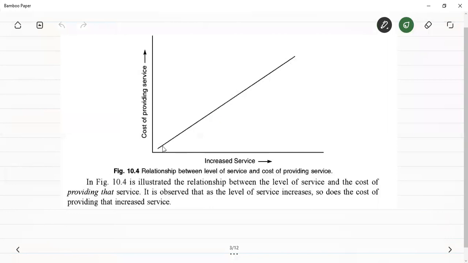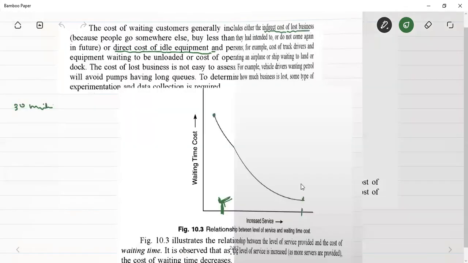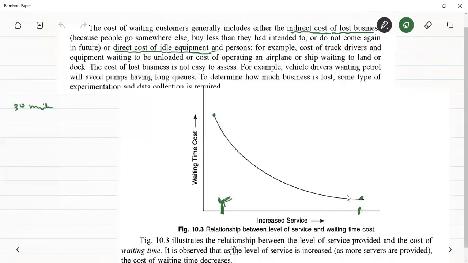See here, now when you are increasing the service, the cost of providing service is also going to increase. If a restaurant has one chef making all the food, versus a restaurant with many waiters and more chefs, obviously the cost is going to increase because you have to provide salary to the chefs or the waiters. So when you are increasing the service, the cost of providing service is also going to increase. But when you are increasing the service, the waiting cost is going to decrease.